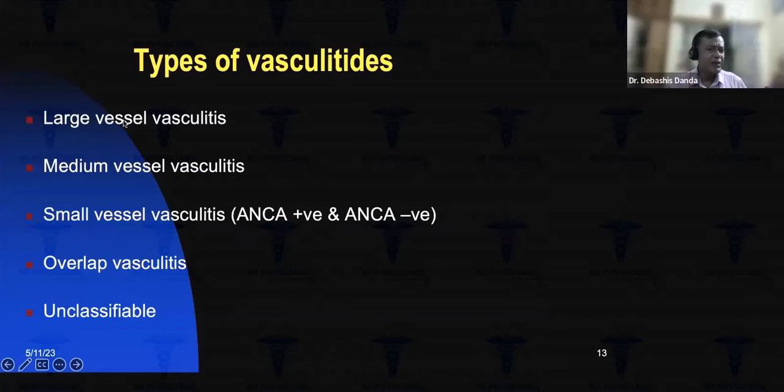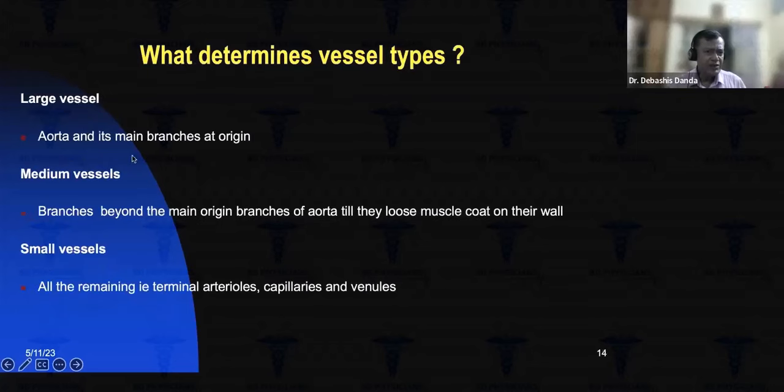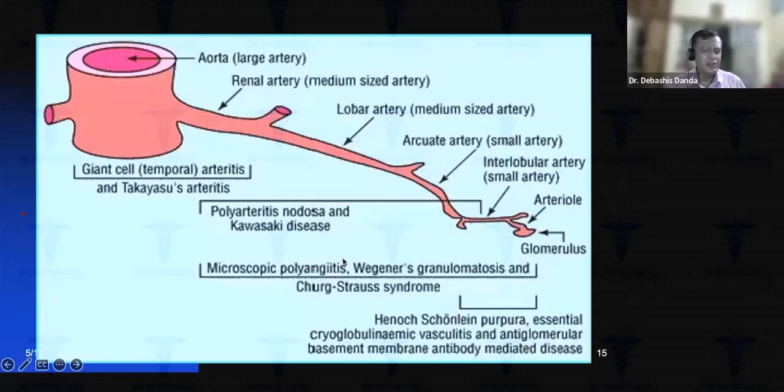A medium can have large vessel component, or a medium can have small vessel component, and so on. And there are some unclassifiable. This is a very broad, practical, oversimplified classification, but there is much more to it. I'll come to it. So large vessel, as I mentioned, aorta and its main branches at origin, medium vessel branches beyond the main origin, branches of aorta till they lose the muscle coat on their wall, and small vessels are the remaining terminal arteries, capillaries, and venules, etc.